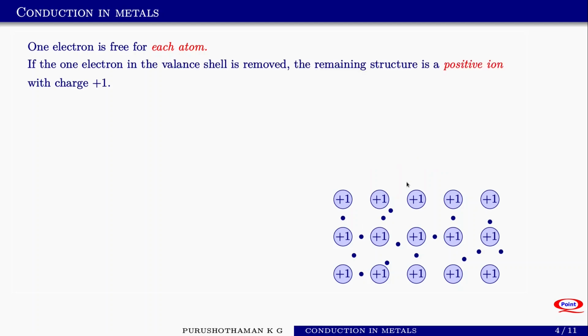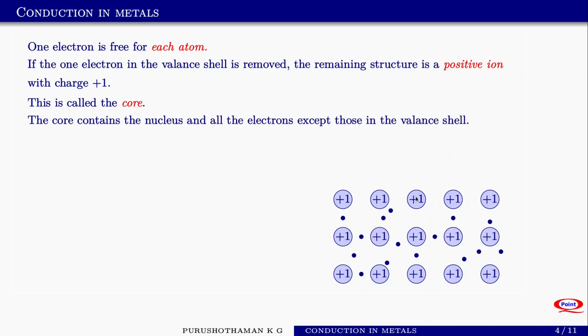If 1 electron in the valence shell is removed, the remaining structure is a positive ion with plus 1 charge. That is marked here. This is the positive ion. This is called the core of the atom. Core means the nucleus, which contains protons and neutrons, and all electrons except those in the valence shell. The core is immobile and is regularly placed in the crystal.